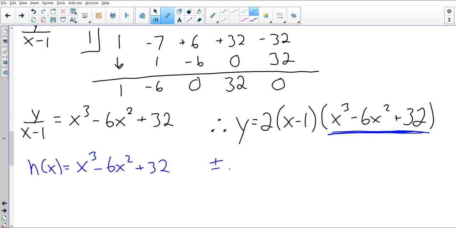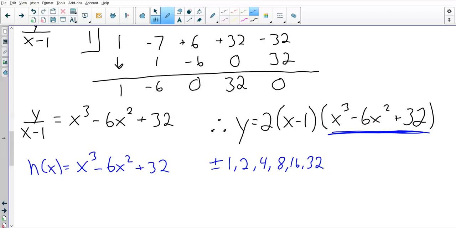So I still have to go through and check plus or minus 1, plus or minus 2, plus or minus 4, plus or minus 8, plus or minus 16, and 32. So there's all my factors of 32. Looking at it this time, I can see that 1's not going to work. It definitely isn't going to happen.